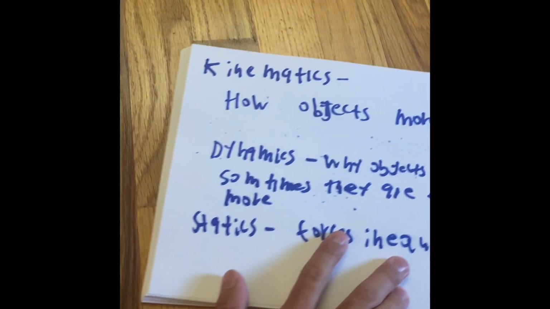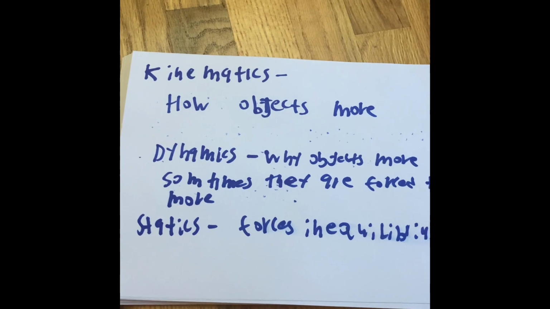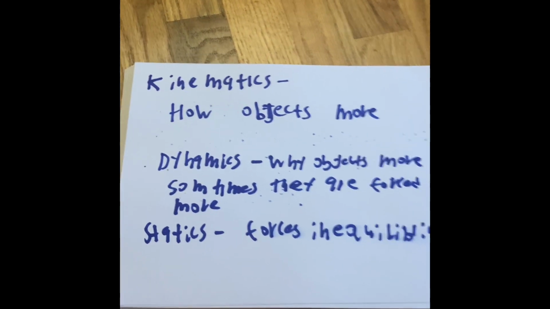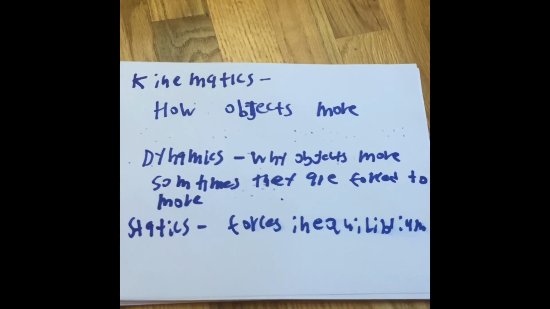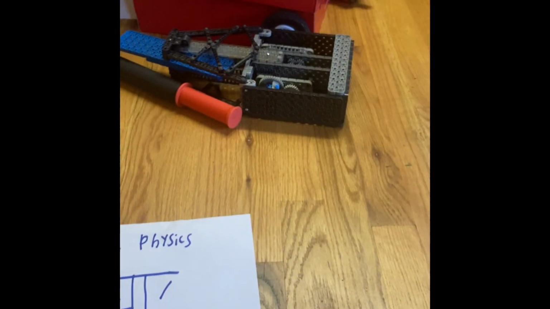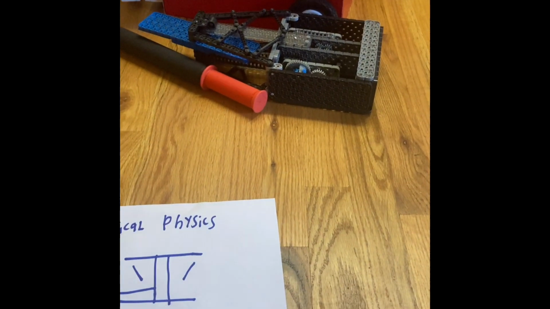The next thing we're going to look at is kinematics, which is how objects move. In physics, we basically do that, and it's kind of self-explanatory: how will this robot move, how will a car move, how will that roller move.